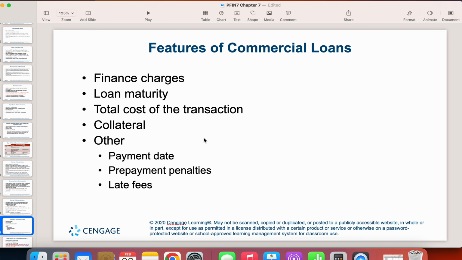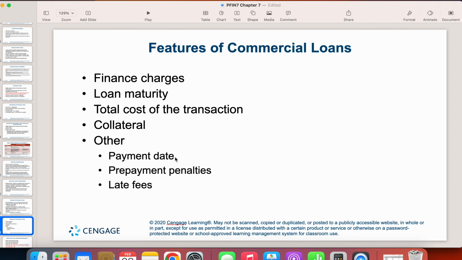Okay, features. There's definitely going to be finance charges. The loan will have a maturity, which means how long until I have this loan paid off. The finance charges are the interest rate pretty much that you're being charged. The total cost of transaction would include things like your loan origination fee. Collateral is any specific collateral that's tied to the loan. In a home purchase, it would be the home as a collateral. In a car purchase and auto loan, it would be the auto.